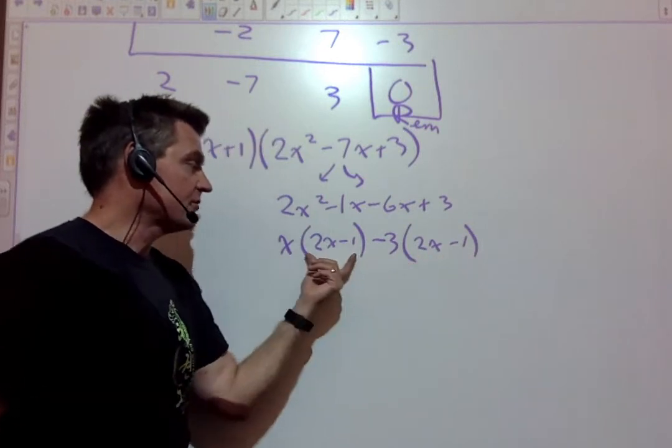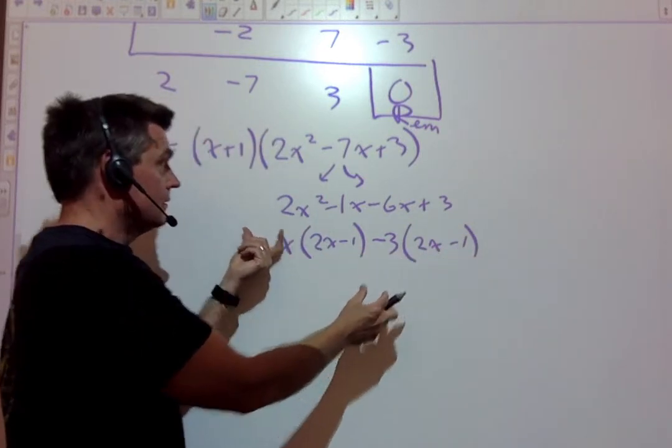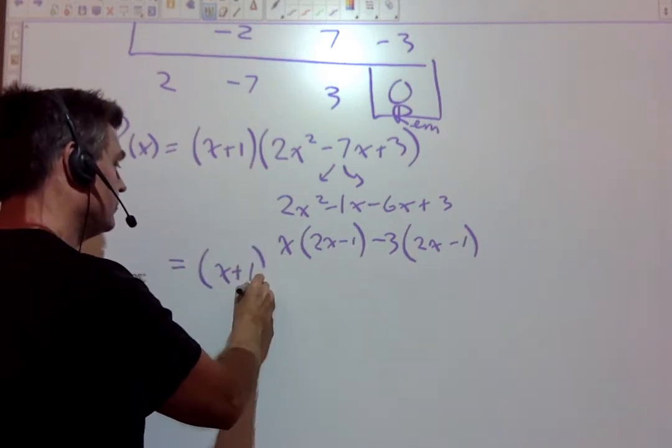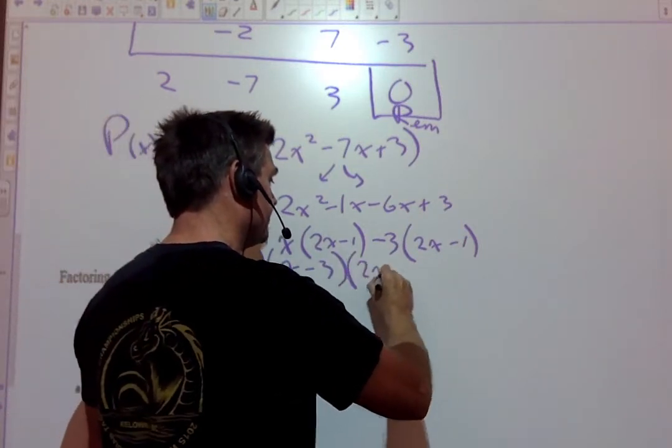Oh, I can see it now. 2x minus 1 is one of the factors. The other factor is x minus 3. And there's the other factor. So this is actually going to be x plus 1, bracket, x minus 3, bracket, 2x minus 1.